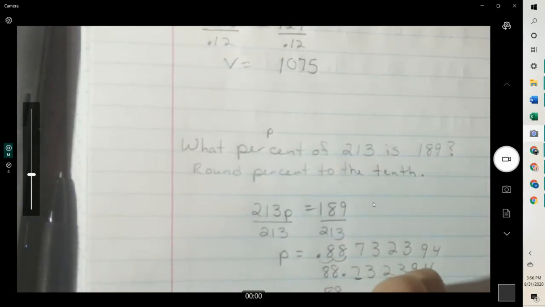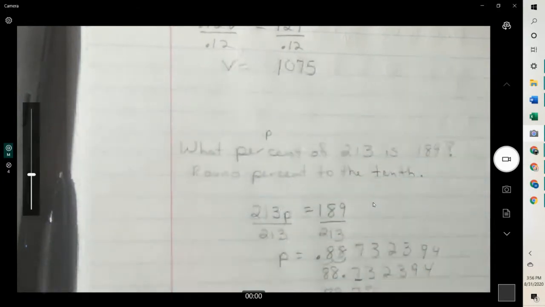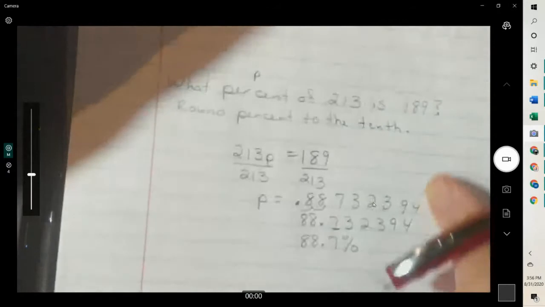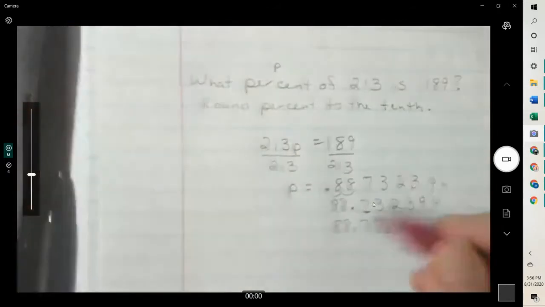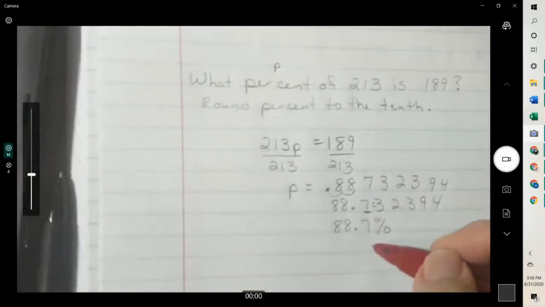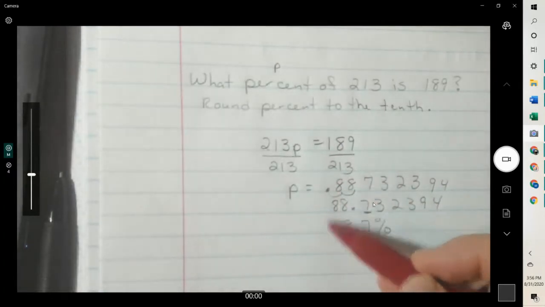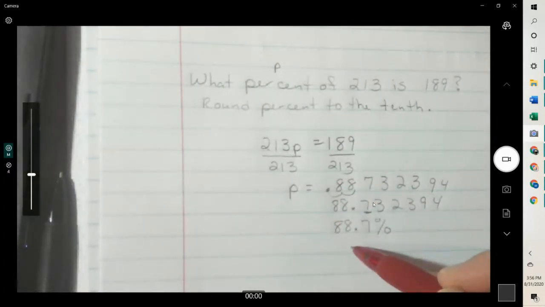So it's 88.7%. You need to be careful of that. Always make your percent first and then round it. Because otherwise we would have rounded this to 0.9 and then we would have only had 90%.